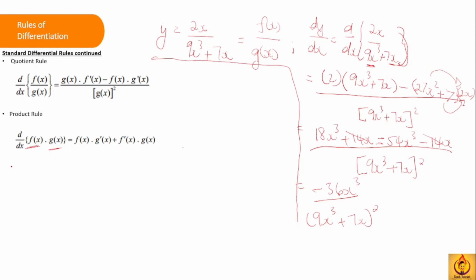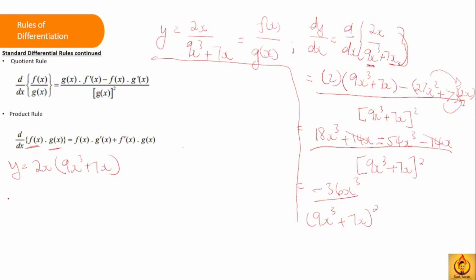So, example, y is equal to 2x multiplied by 9x cubed plus 7x. You'll notice that I used the same values that I used for the previous example, right? Initially, in the previous example, we had a quotient rule, so we had 2x over 9x cubed plus 7x. Now we're doing the product rule. We still have the same functions, but now these functions are multiplying each other. We have 2x multiplied by, in brackets, 9x cubed plus 7x.